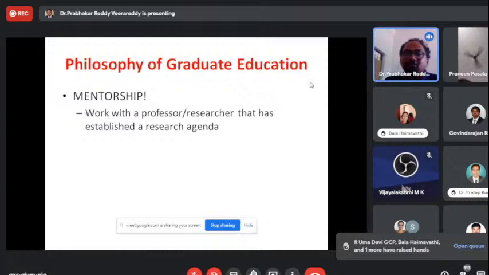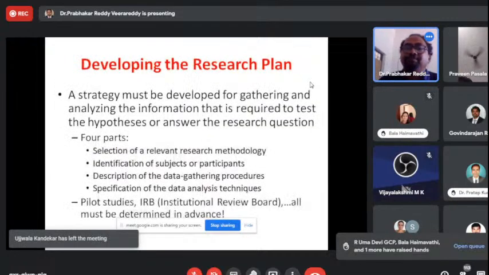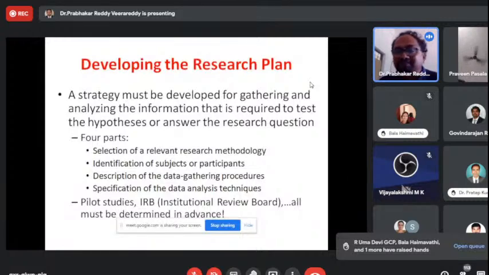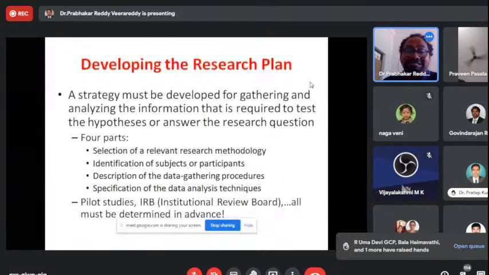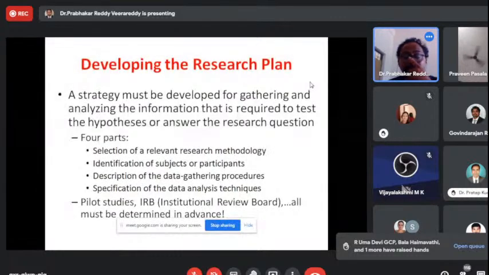So coming to developing a research plan. A strategy must be developed for gathering and analyzing the information that is required to test the hypothesis or answer the research question. Selection of relevant research methodology, identification of subjects or participants, description of the data, specification of the data. And sometimes you can conduct pilot studies with approval of the institutional review board.